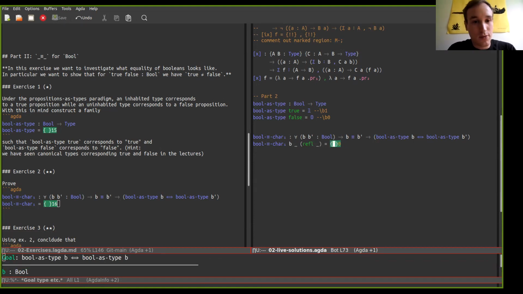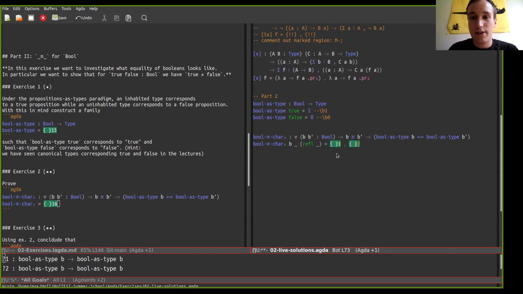And then what this becomes is Boole's type of B if and only if Boole's type of B. And this is very easy to prove. Someone wrote identity function both ways, right? Exactly, because the way that this double implication was defined was a pair of implications from left to right and right to left, and in both cases this is just the identity function.